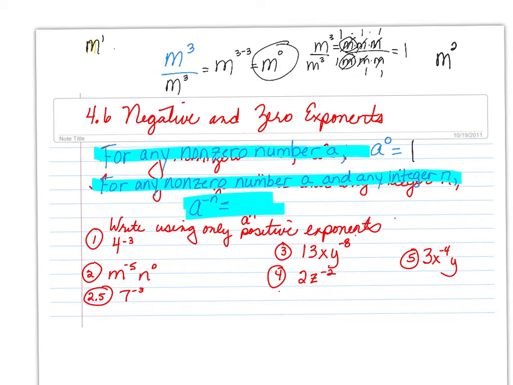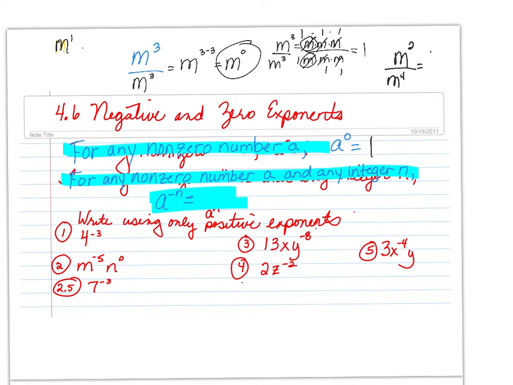M squared over m to the 4th power. Our rule says to subtract their exponents, so it's m to the 2 minus 4. What do we get? M to the what? -2. We cannot keep negative exponents. There is a rule that says what to do, and here's what you need to look at. How many m's are in the numerator? 2. How many in the denominator? 4. How many cancel? 2. Those 2 and those 2, right?